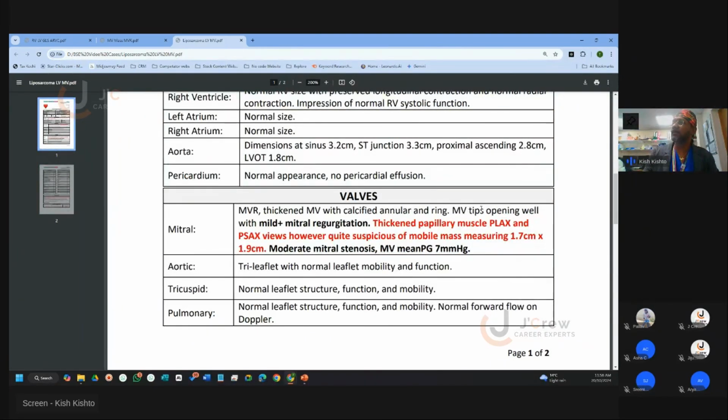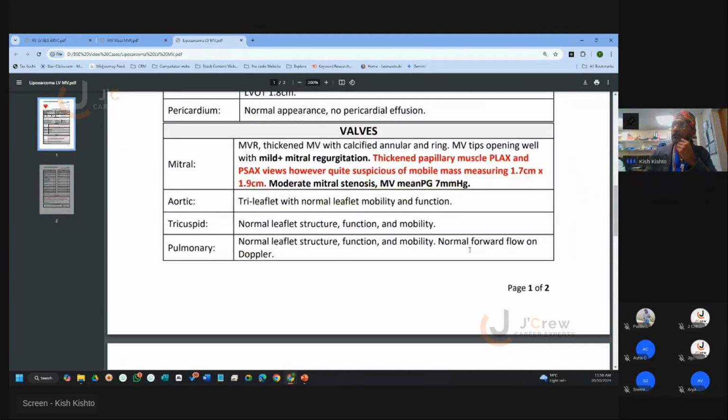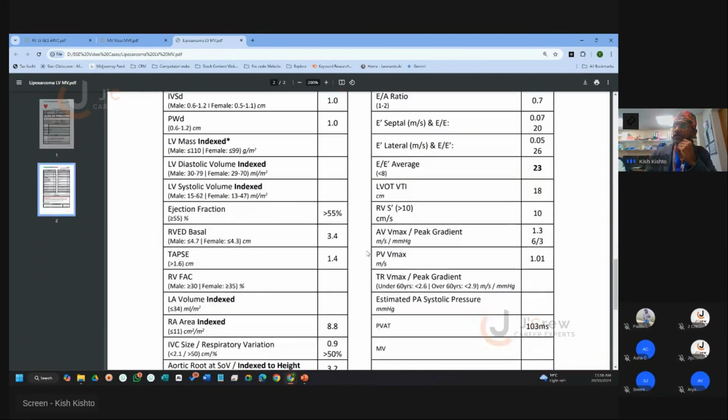Mitral valve tips opening well with mild plus mitral regurgitation. Thickened papillary muscle flanks, in long axis and short axis views that we've seen. We measured it. Quite suspicious of mobile mass. Moderate mitral stenosis with a mean gradient of 7 millimeters of mercury. And then the rest was routine.